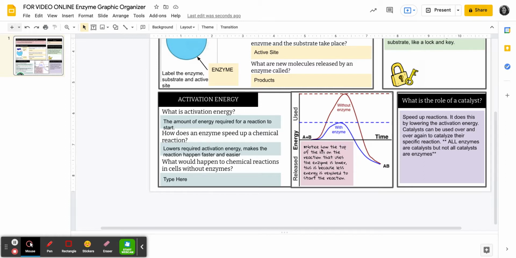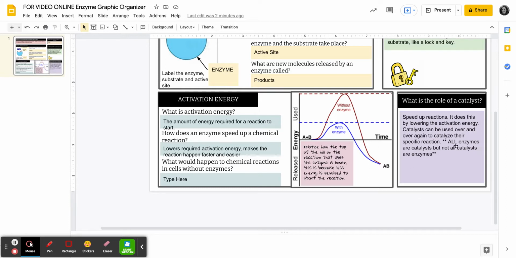This hump represents the amount of energy required for it to get started, okay? Or the activation energy. Do you see how without the enzyme, it has a much higher activation energy than with the enzyme? Okay, that's very, very, very important. So the activation energy is actually lowered with the enzyme. Without the enzyme, the activation energy is much higher, okay? So how do enzymes speed up a reaction? Well, they lower this hump, okay? They lower the activation energy or the energy required to get the reaction started. And because of that, it can go a lot faster, okay?